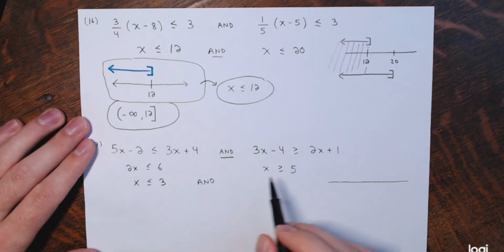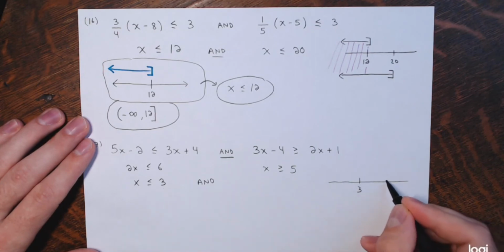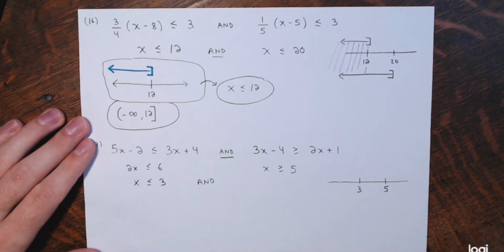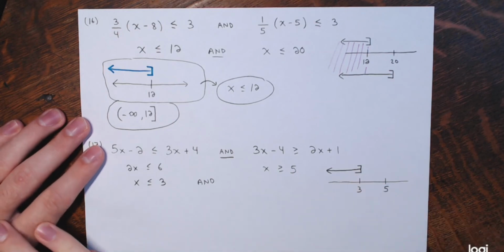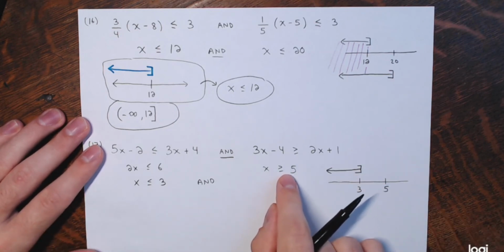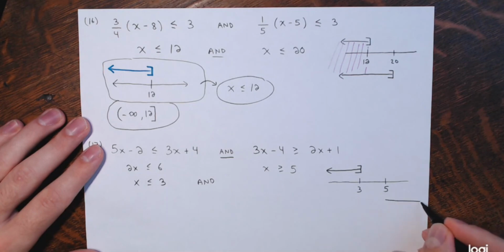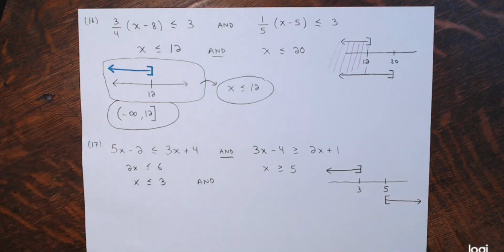All right. And rough sketch over here, I'm going to make a rough graph. The numbers mentioned are 3 and 5, right? 3 would be to the left of 5. X is less than or equal to 3. I'll put that up top. That's this picture. Right. X is greater than or equal to 5. I'll put that on the bottom. That's this picture. And we're looking for numbers that are on both graphs at the same time, right? The overlap, the intersection.